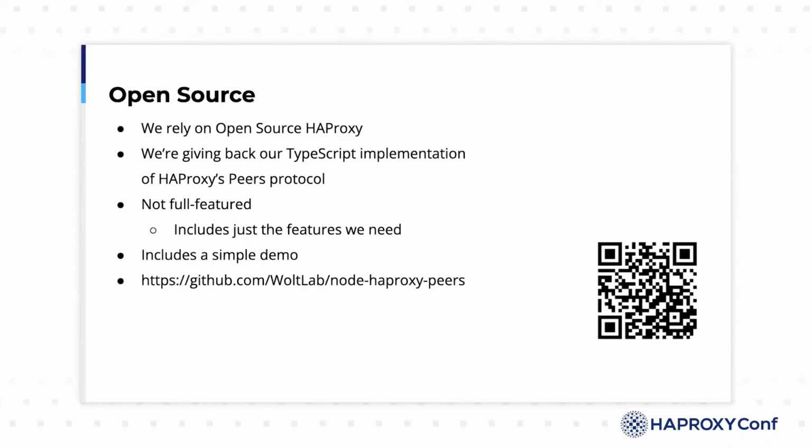We are open sourcing our TypeScript implementation of HAProxy's peers protocol. HAProxy has been proven to be an essential cornerstone of Vault Cloud, and this is freely available as open source software. It is just fair to give back to the community and to share our results with you. Our TypeScript implementation is not fully featured and implements just the parts we need. However, it should be easy enough to extend or to use it as a blueprint for an implementation in another programming language. The repository also includes a simple demo configuration to easily try it out yourself. You can find it in the linked GitHub repository or by scanning the QR code if you do not want to manually type off the URL.